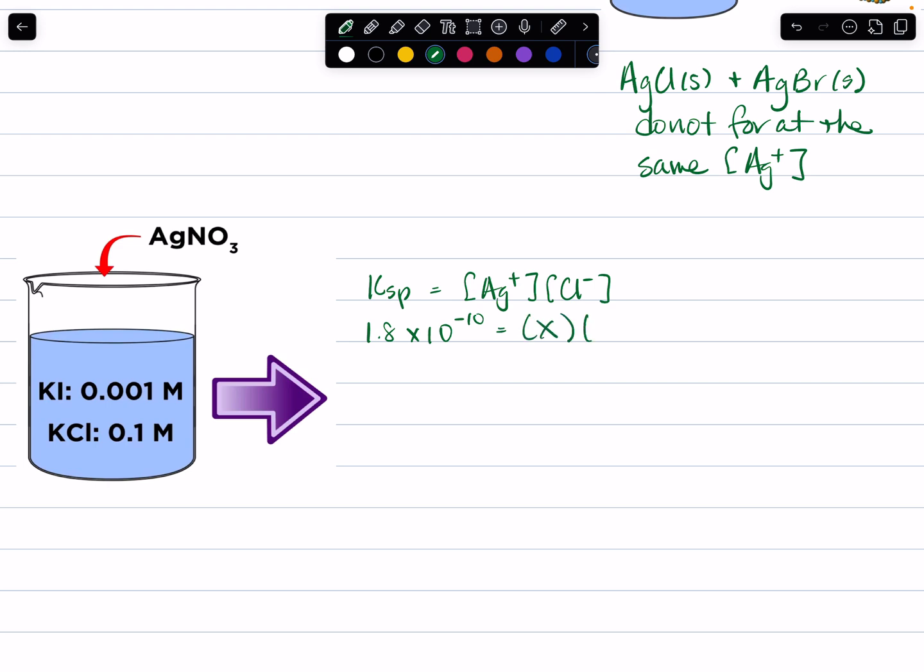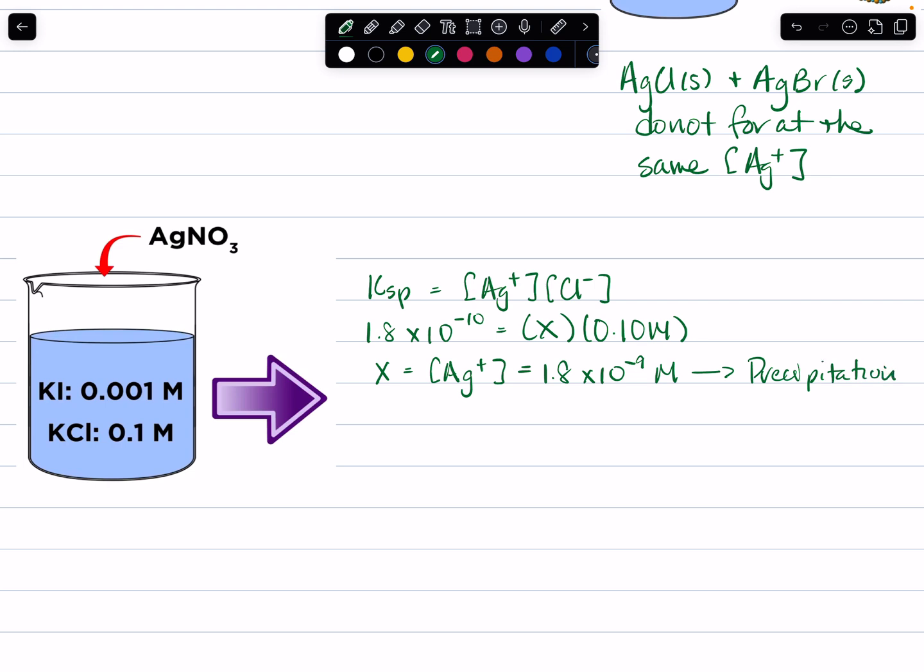We know that in solution we have 0.01 molar of our chloride. I know that because potassium chloride is a 1-to-1, right? One molecule of potassium chloride contains one ion of chloride. Then we're going to do the division and end up with X, and in this case X is equal to the concentration of Ag plus, which is going to be 1.8 times 10 to the negative 9th molar. And if we have that much silver in solution, we will get precipitation.